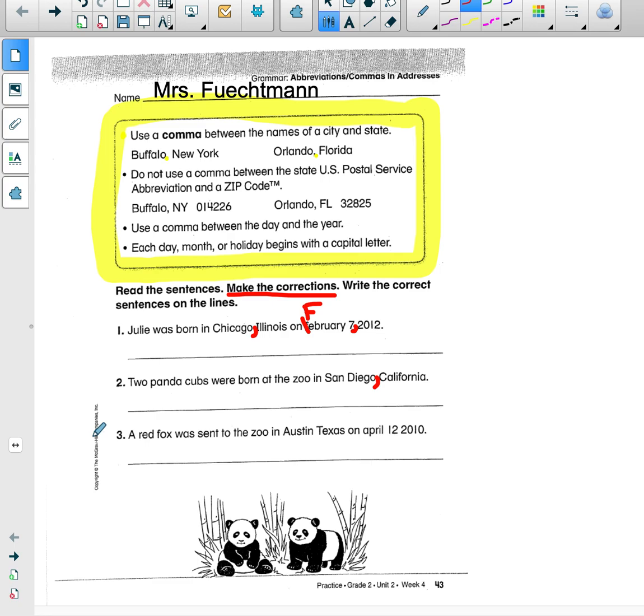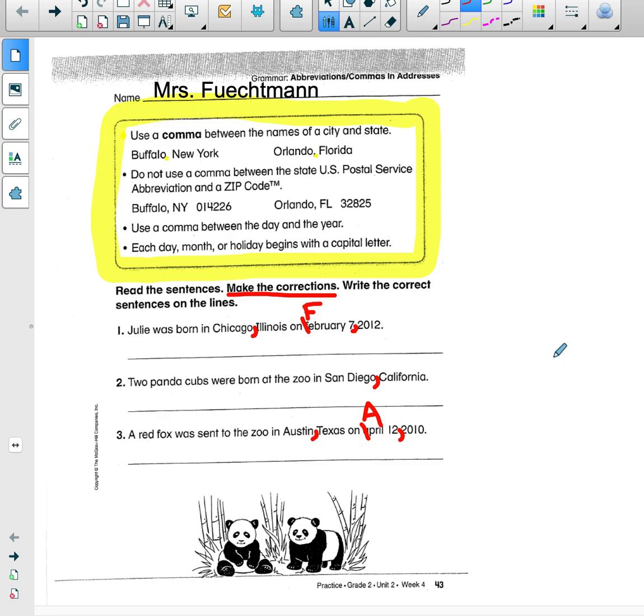1, 2, read. A red fox was sent to the zoo in Austin, Texas on April 12, 2010. Yes, a comma to separate the city and the state, and a comma to separate the day and the year. And of course, we need a capital A for the month that they're talking about. Nice job, boys and girls. Way to find those mistakes.